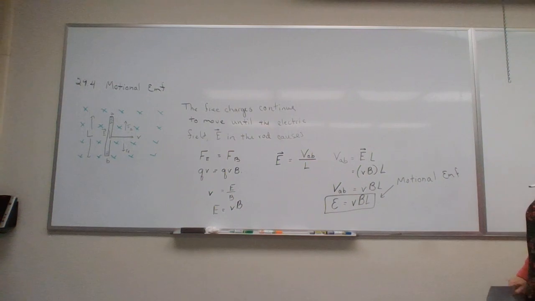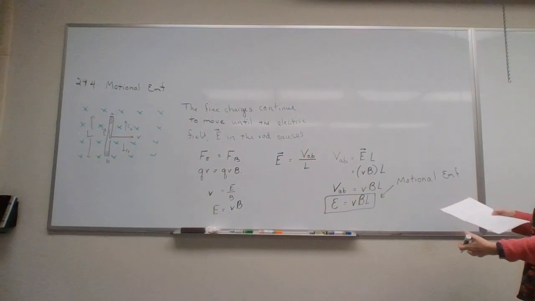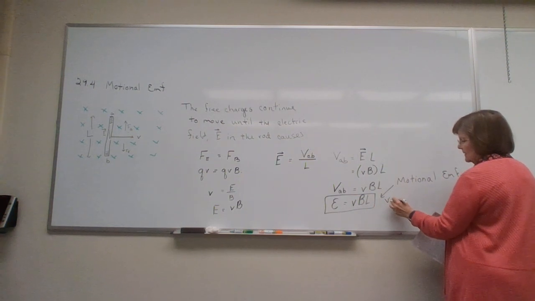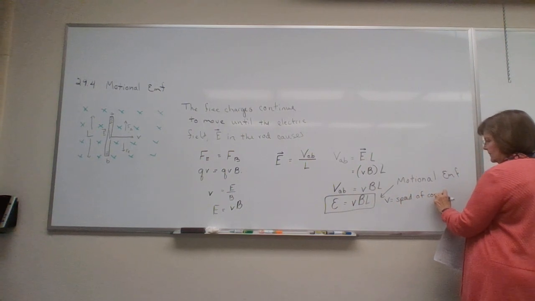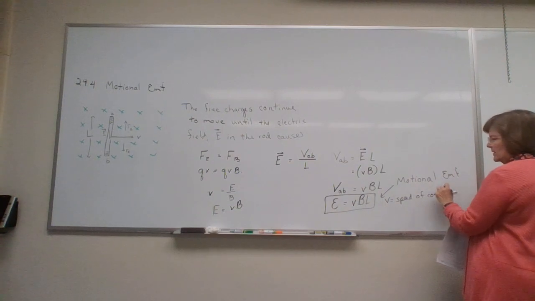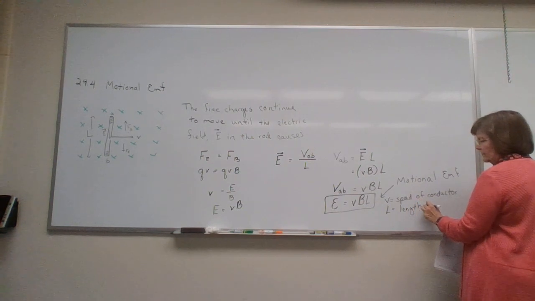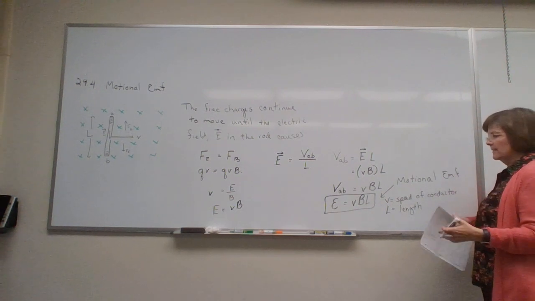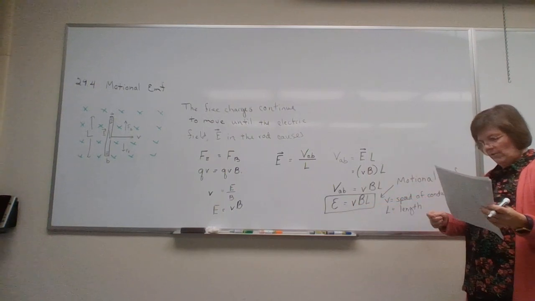That's the exact same formula we came up with in that slide wire generator for how much induced potential or induced EMF you have. Like I say, v is the speed of the conductor. And of course, L is the length. So if you want to get a bigger induced EMF, it helps if you can go really fast, have a really big magnetic field, and have a really long rod, okay?